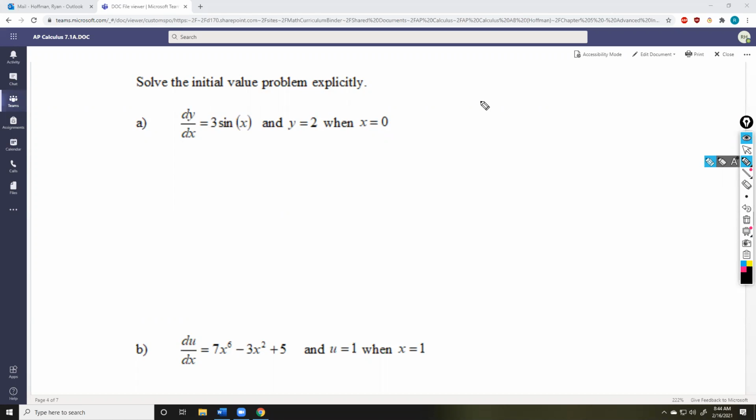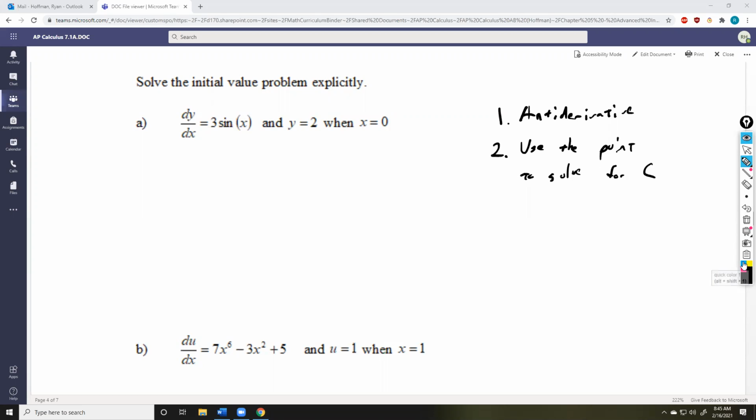So in other words, if you want to lay it out in steps, then step number 1 is going to be take the antiderivative. And then step number 2 is going to be use the point that's given to you to solve for c. That's all we're doing here. So we're just adding one extra step to something that we already know how to do.